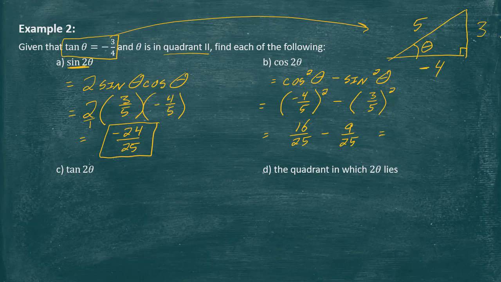So now if I actually do subtract those, they already have a common denominator, which is convenient. 16 take away 9 is 7, and then the common denominator of 25 just tags along. And there we go. We have now our cosine ratio for whatever that double angle happened to be.